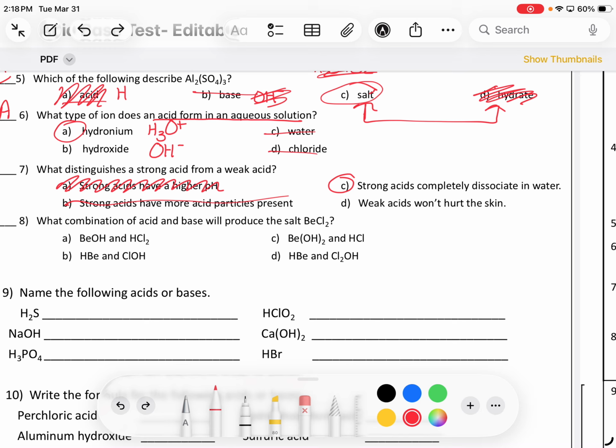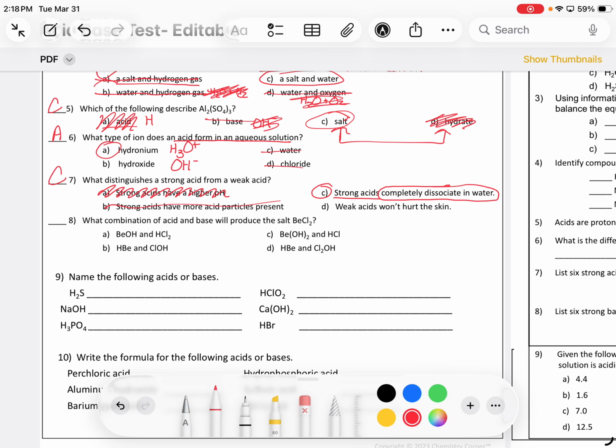The reason why we're going to know the answer is C, and by the way, weak acids can hurt skin. They can. The reason why we know it's C is that strong acids, by definition, are known as completely dissociating in water. That should be in your notes somewhere. Strong acids will completely dissociate in water. That means that H2SO4, when it goes into water, is going to totally, completely, 100% separate into its respective ions. Not a little bit left behind. So that's C. Then number 8, what combination of acid and base will produce the salt beryllium chloride?